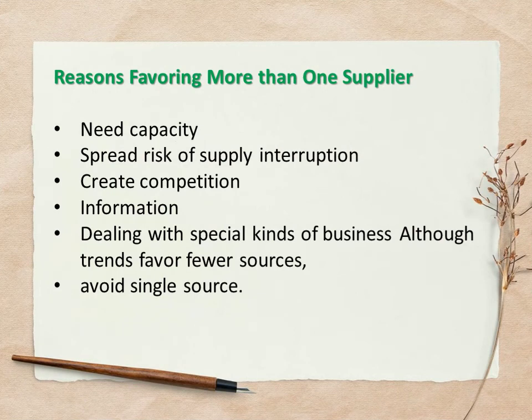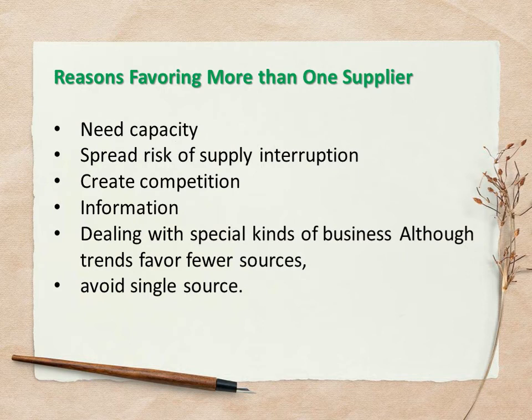Reasons also on favoring more than one supplier. Of course, every decision we have, we also have to base it on our reasons or justification. So, the first is need capacity. Kung daghan imong need, kinahanglan daghan imong supplier, di ba? Kung dili makasupply siya, you have to look into another supplier who will provide your need.